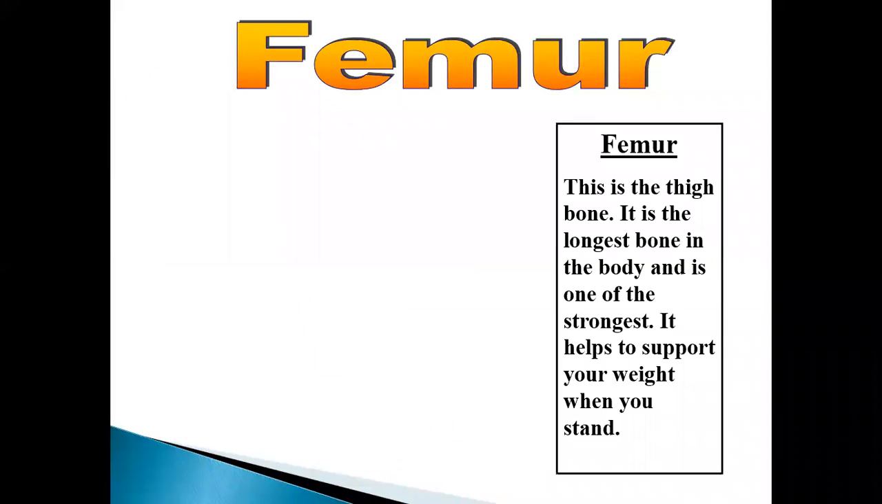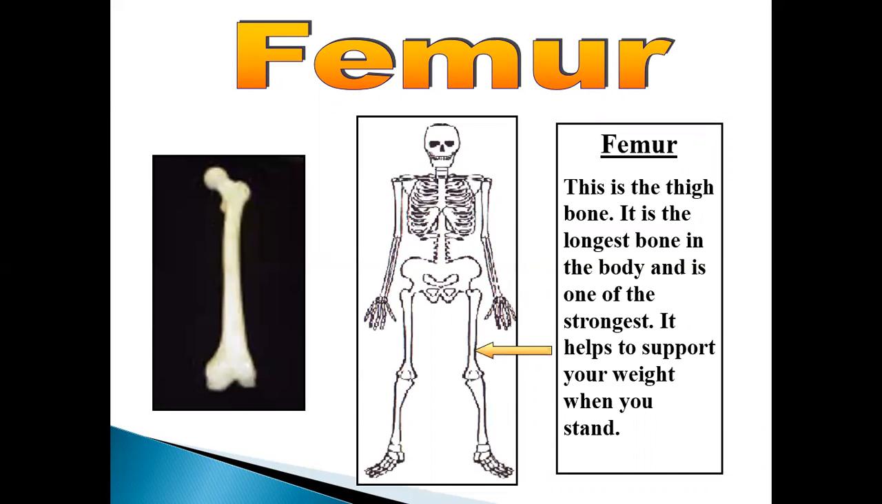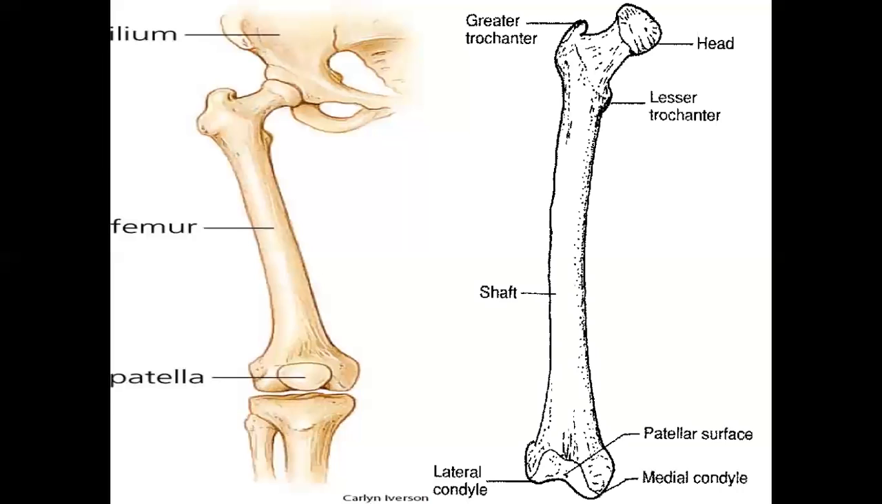When we talk about the femur, this is the thigh bone. It is the longest bone in the body and is one of the strongest bones. It helps to support your weight when you stand. So the entire weight of the human body is held at this place. Okay, now let's talk about this. We have ilium, ischium and pubis. And finally we have the femur, greater trochanter, lesser trochanter, shaft, lateral condyle and the medial condyle.